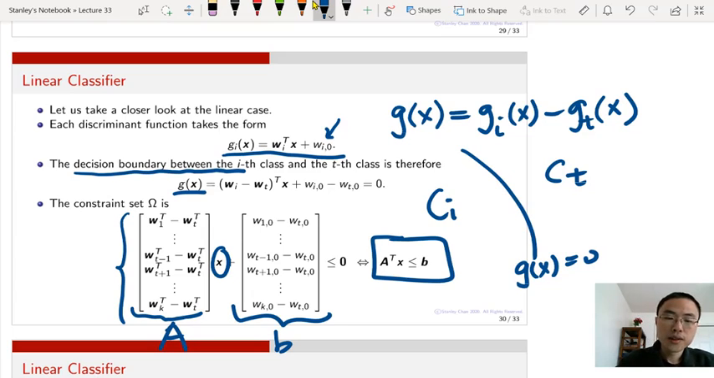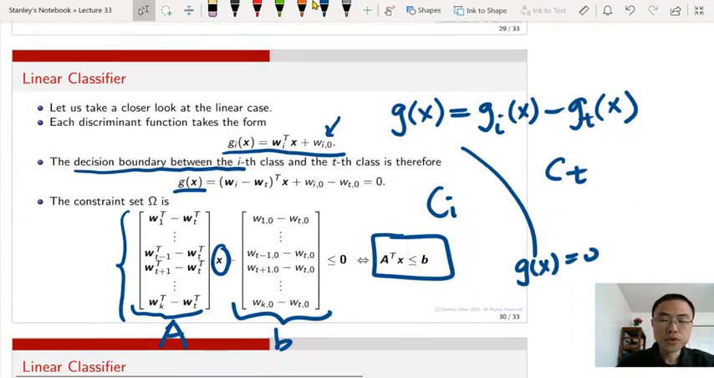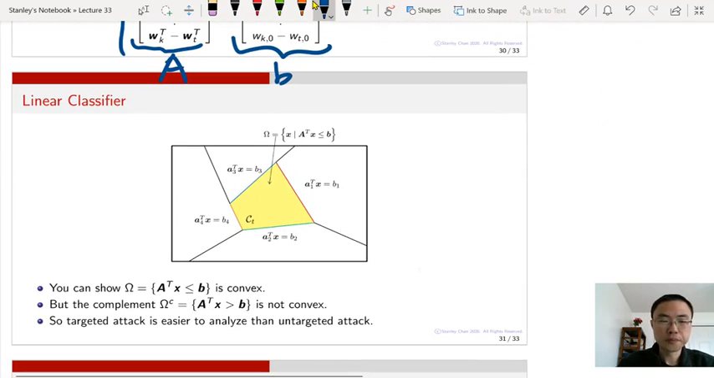Okay, so that means what? Well, that means if you have a linear classifier, then the constraint set, this big omega set, can be reduced to a very simple linear inequality, and that's why we have the hope that we can write down closed form equations for simple cases.